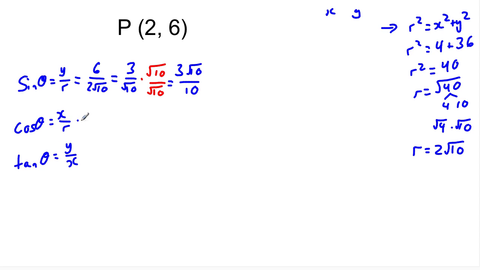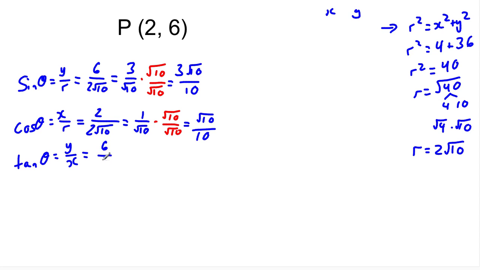For cosine, it is going to be x, which is 2, over 2 root 10. Again, sort of the same deal. 2 over 2 is 1, so we get 1 over root 10, and we have to rationalize. So we multiply by root 10 over root 10, and we end up with root 10 over 10. And finally, y over x, well, that's just 6 over 2, which we can say is 3. So that's pretty nice, right?